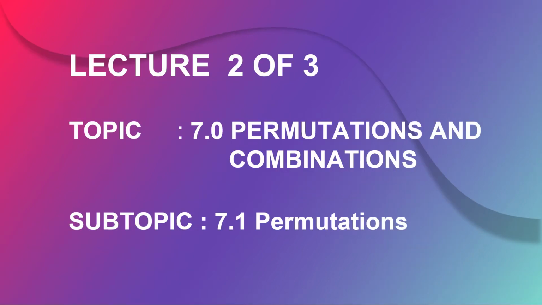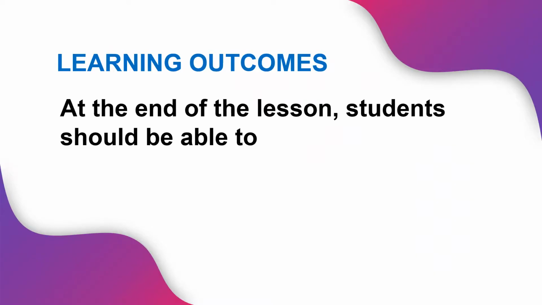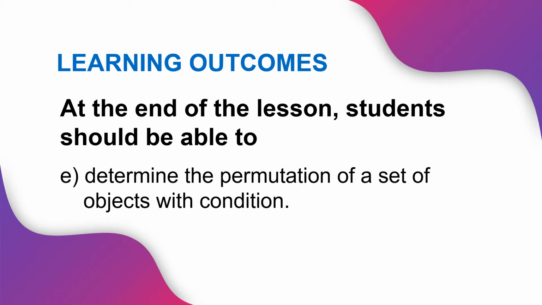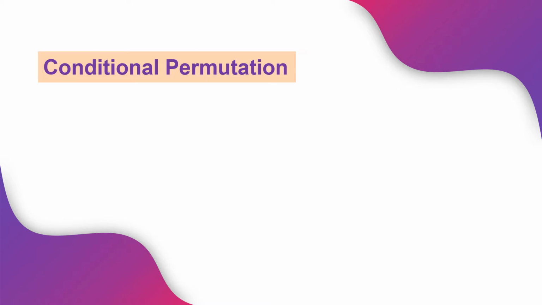Lecture 2 of 3. Topic 7, Permutation and Combination. Subtopic 7.1, Permutation. Our objective for this part: the student should be able to determine the permutation of a set of objects with conditions.